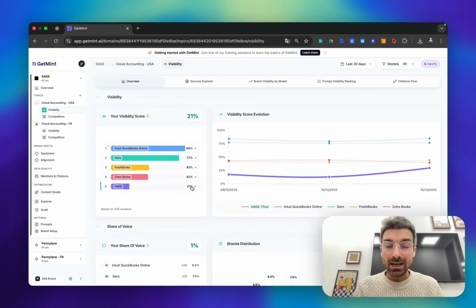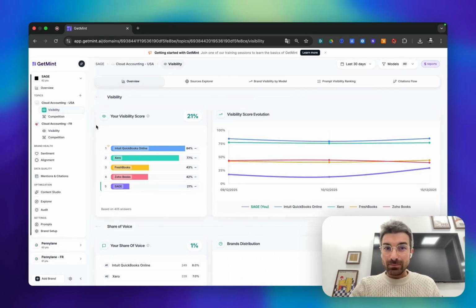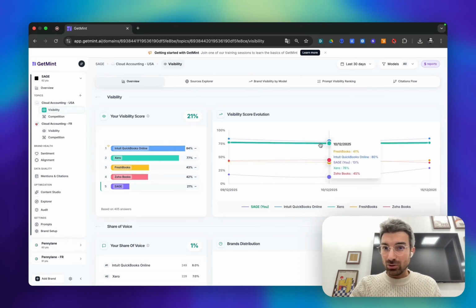And you also have a ranking in comparison with your competitors. This is something you set up when you created the topic. You can track how this visibility score evolves over time.